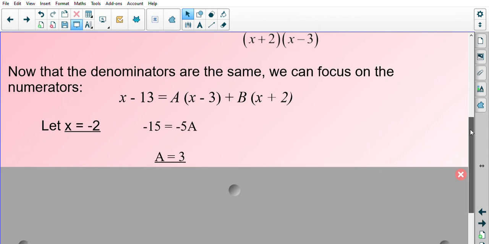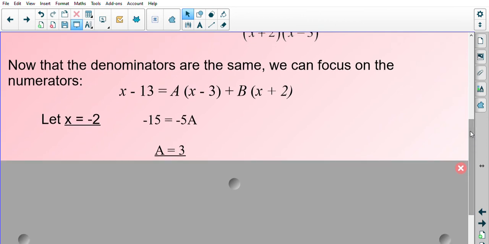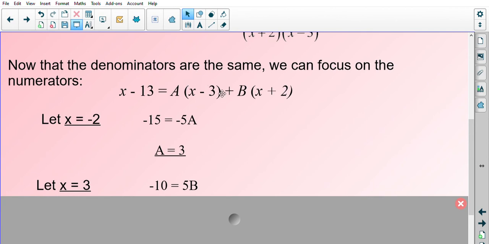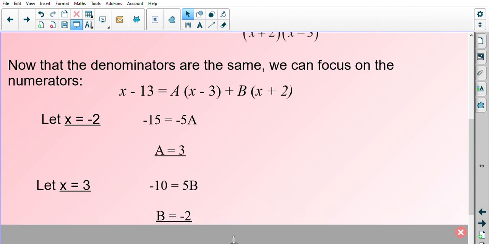I can now find another of one of my constants, b this time, by trying to get the bracket attached to the a to disappear. So I'm going to let x equal 3 in this case. That will make this bracket disappear. So if I let x equal 3, that will become negative 10 on that side. That will become 5 in that bracket. This bracket disappears, which means the a disappears. 5 lots of b I've got on the right hand side there. So negative 10 equals 5 lots of b. And if I solve for that, I get b equals negative 2.